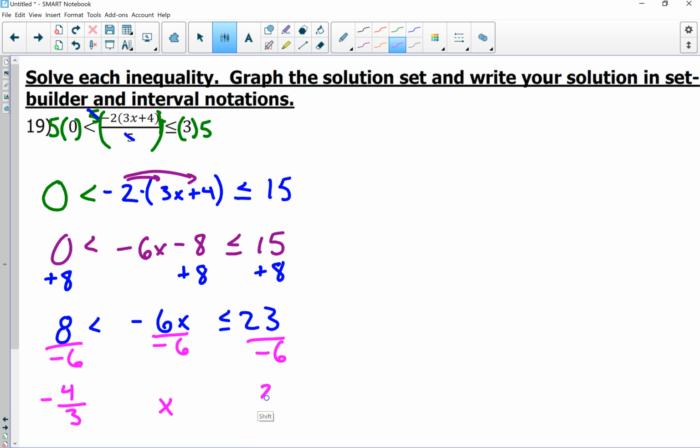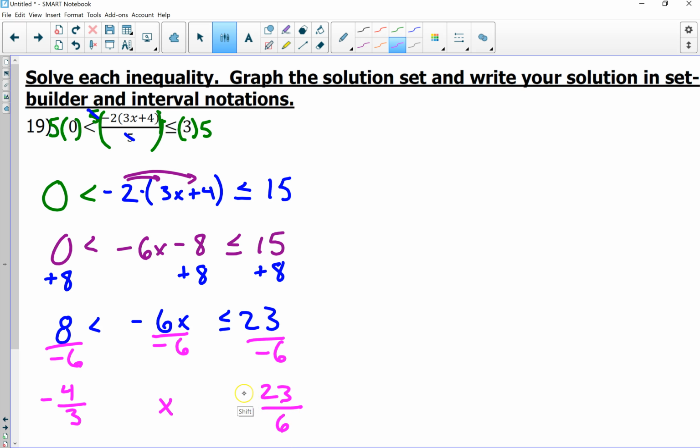So the best I could do is write this as 23/6, which is negative. And wait, is that right? Let me go back and look. So 15 added 8. Yeah, that's 23. Okay. I want to make sure I didn't make a mistake there.